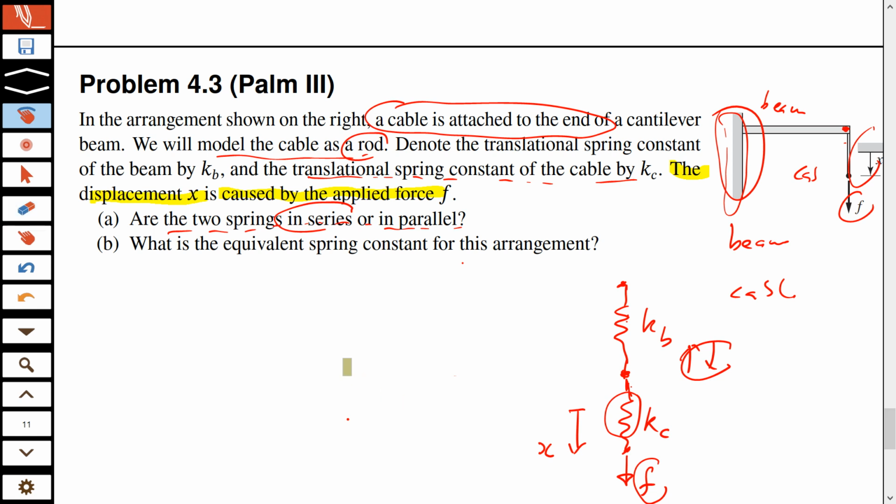Now what is the equivalent spring constant for this arrangement? वो तो आपको पता है कि 1 over Ke equals 1 over Kb plus 1 over Kc. Okay, and this को आप solve करें, you will have your equivalent spring constant.